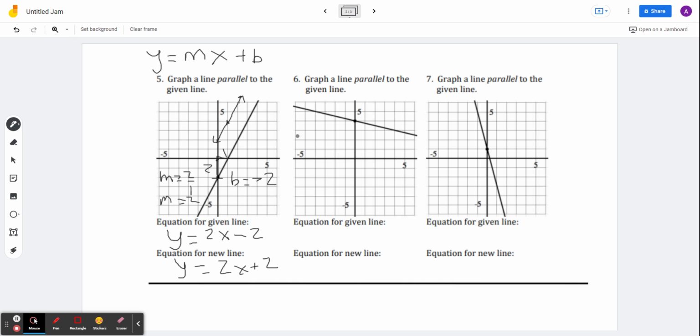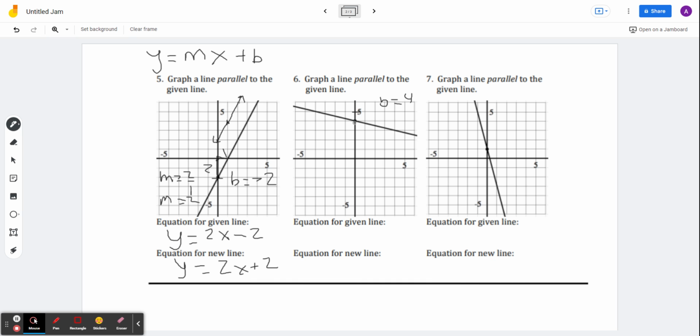They never touch. Now this line right here, we start at 1, 2, 3, 4. This is 5 up here. So this has a y-intercept of 4. So my b is 4. Now the line goes down. It has a negative slope.